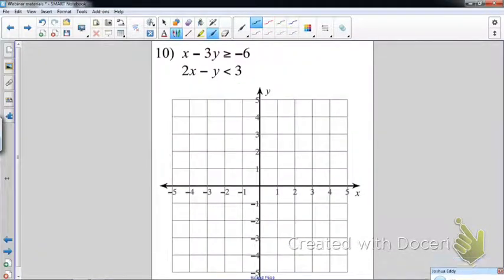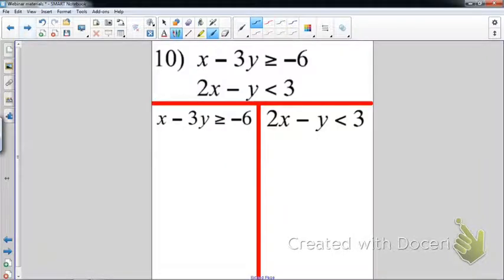So problem number 10, if you look at it, this is not like the others. This one, they are both in standard form, as you can see. So we're going to use the same thing that we did before, where instead of having it in standard form, we're going to convert them into slope-intercept form. So that's what I did here. Here's the first equation, here's the second equation.